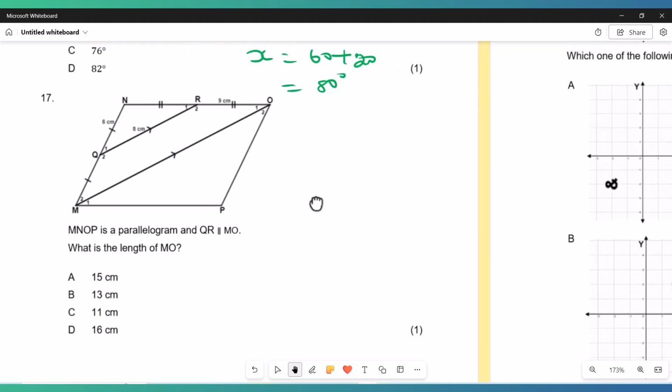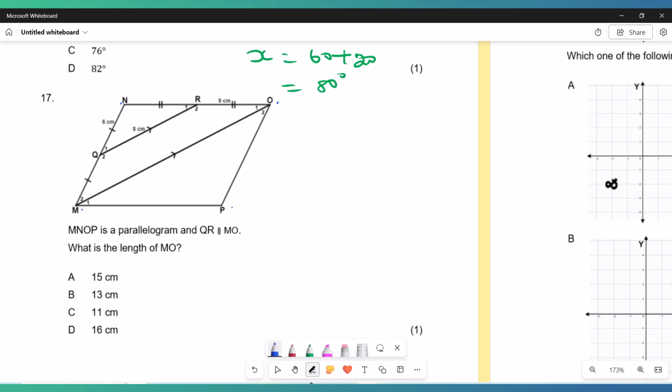They said that MNOP is a parallelogram and QR and MO are parallel. So, MNOP is a parallelogram, and also these lines are parallel. All right. What's the length of MO? I'm looking for this MO here.